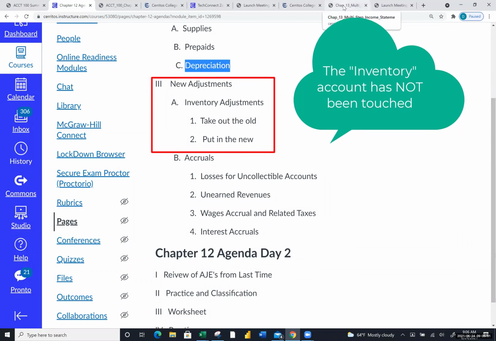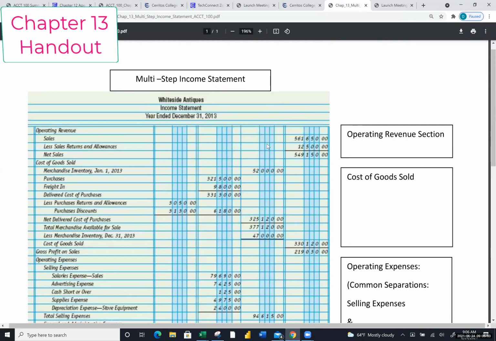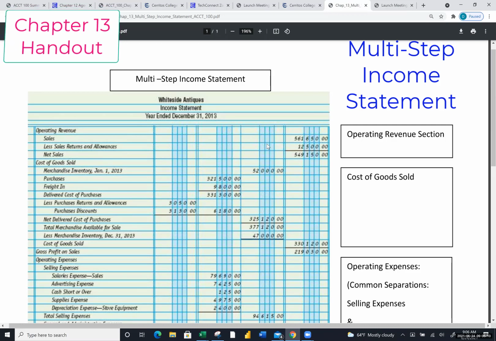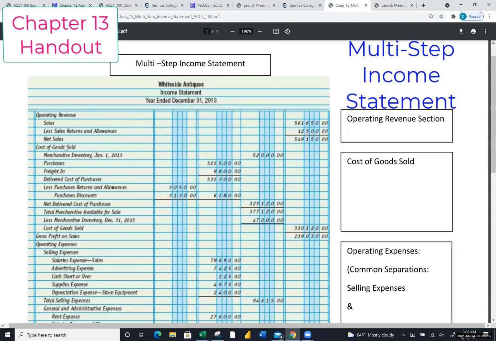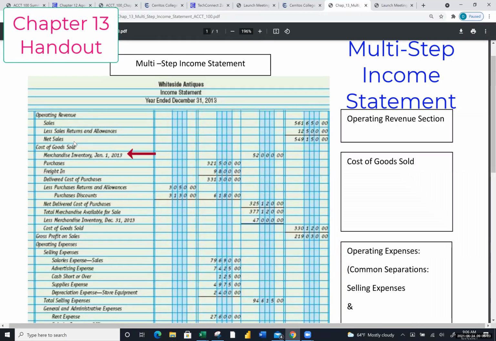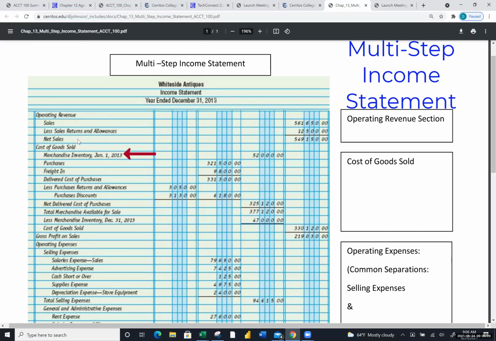So to kind of get this in perspective, you guys will remember seeing this. This is not the first time we've looked at this multi-step income statement. This income statement is coming in the next chapter, but I want you to take a look at this cost of goods sold section here. If you want a page reference, it's page 433 in your book if you want to take a look at it, or you can go to chapter 13 and pull this up. But here's what I want to show you.